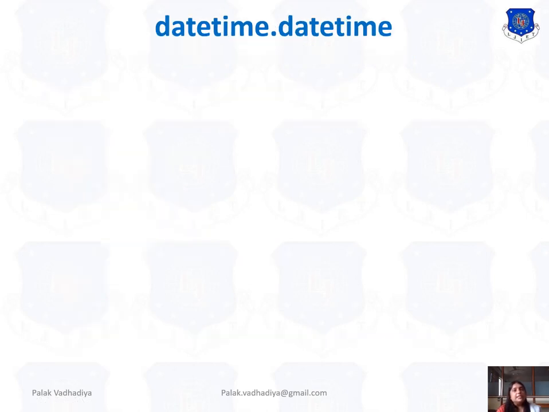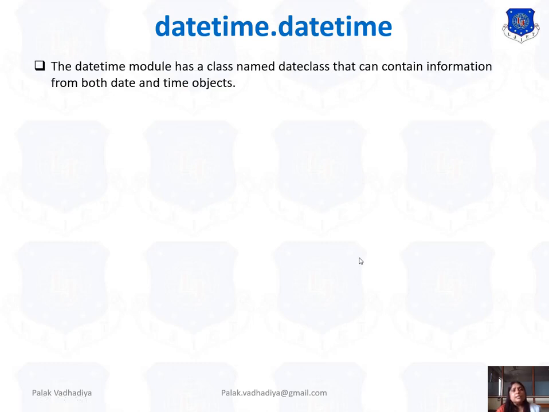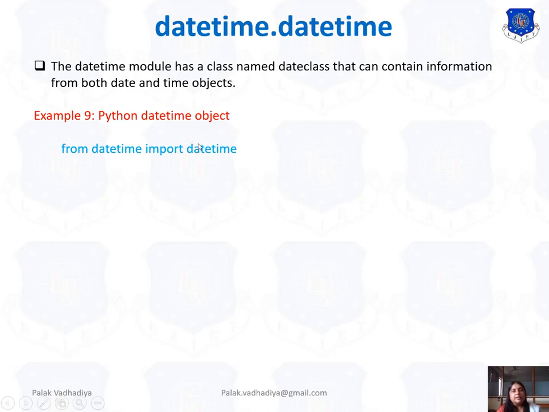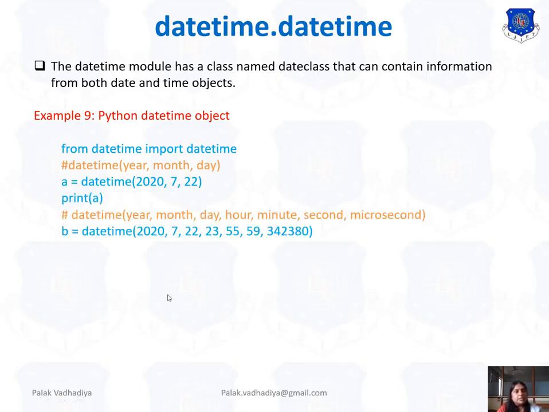Now the next is which class? That is the datetime class. So inside the module datetime, I just want to use the class. That class is datetime. So the datetime module has a class datetime that contains both pieces of information, that is, one is the date and another is the time. So for the Python datetime object, I want to import the class. That class is datetime. And then simply datetime, then 2027 and 22. And here I print it. When I use this format, that is year, month, day, hour, minute, second and microsecond, I just want to print B.